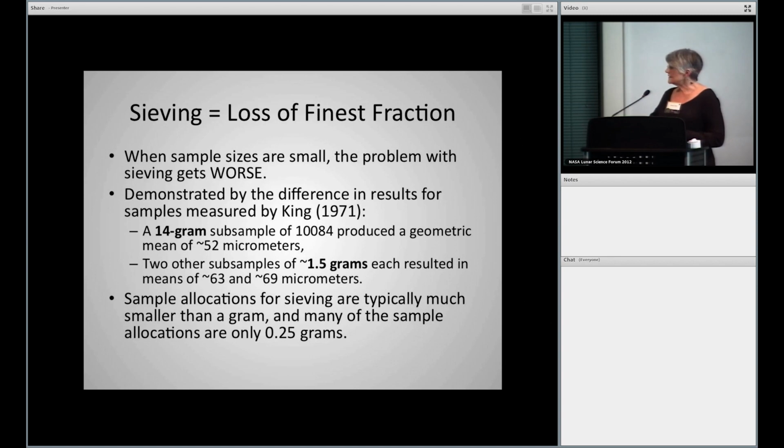And this is actually a much larger allocation than most of the people got for doing sieves, for doing particle size measurements. They were usually about 1/4 gram. And when we do the laser diffraction measurements, we only use about 0.1 gram. So we can actually do a much better job with a lot less material.